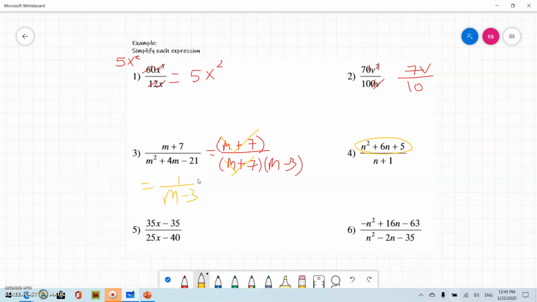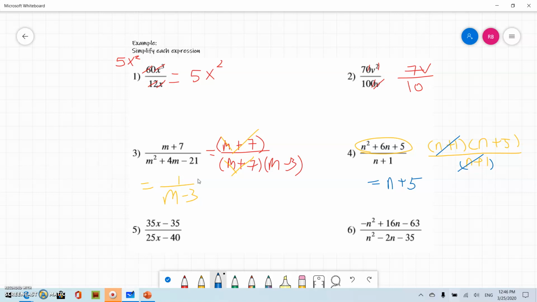Number 4, you need to actually factor the top. 5 times 1 is 5, and 5 plus 1 is 6. So this factors out into n plus 1 and n plus 5. So then the n plus 1s can get canceled. So this just becomes n plus 5.